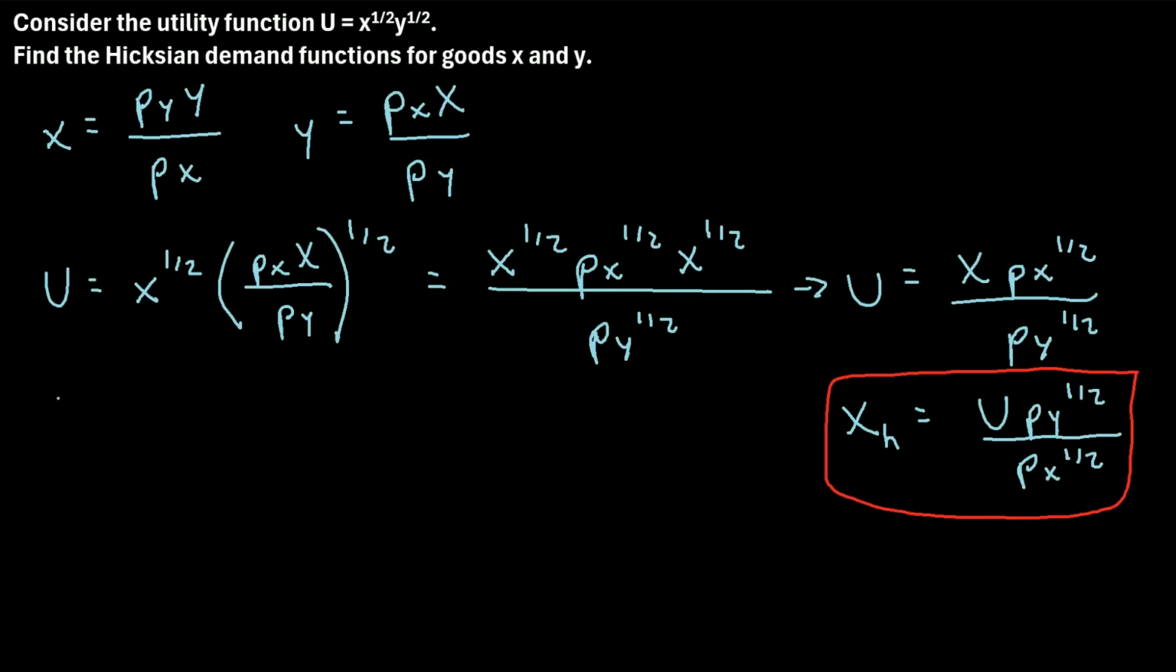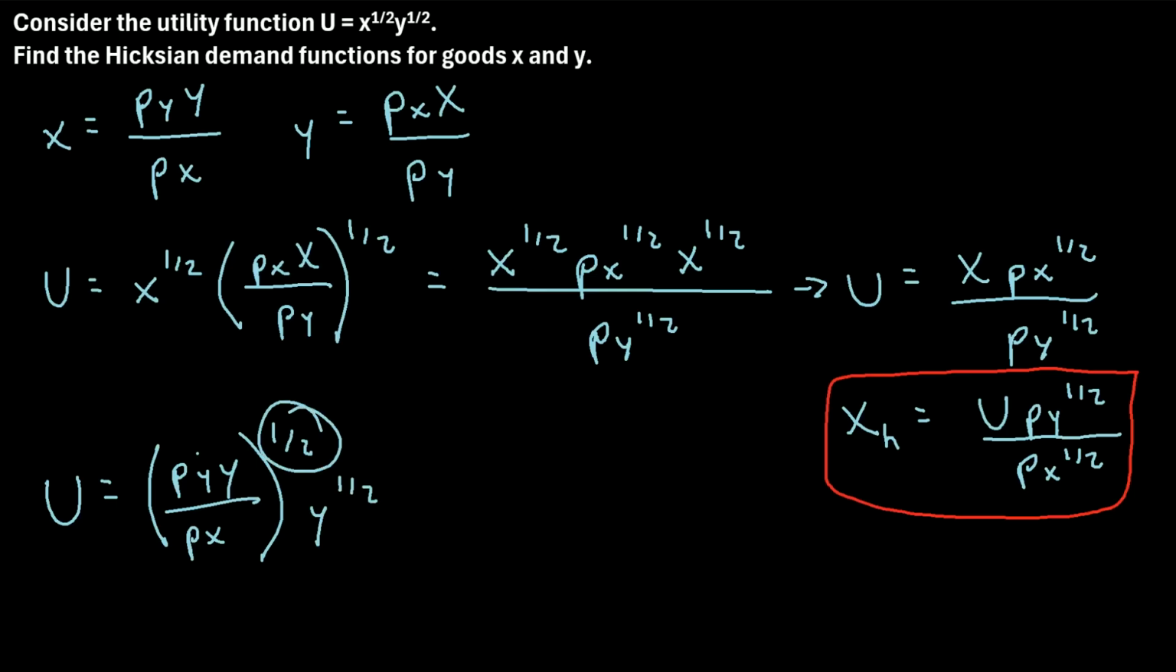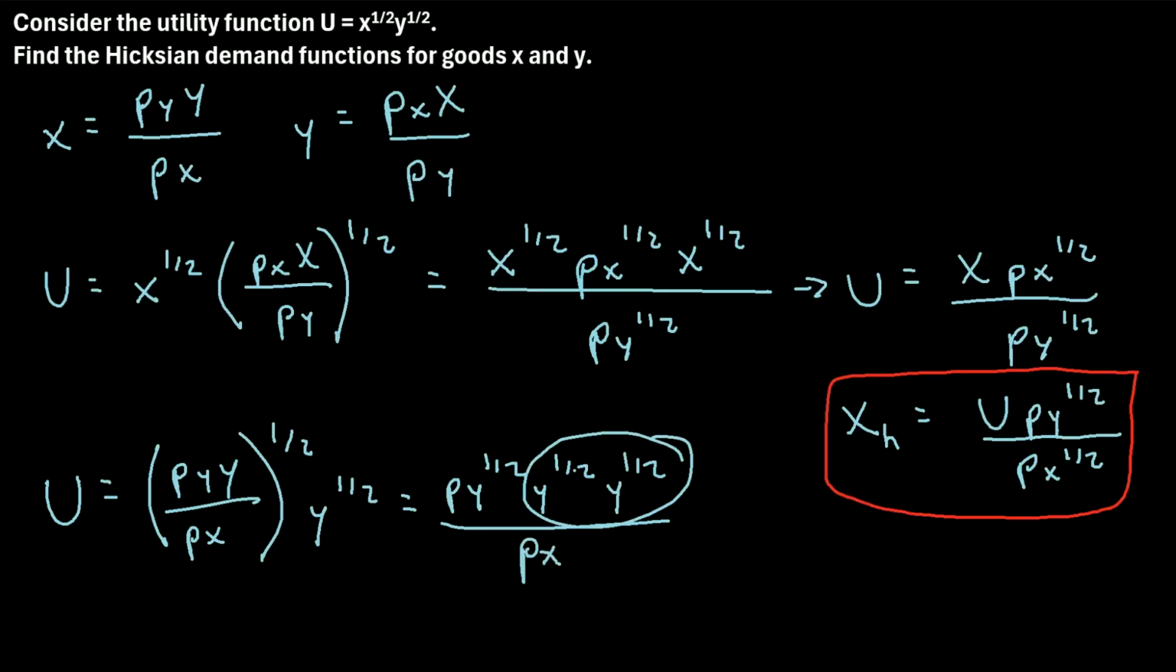Now we can find the Hicksian demand function for good y in the exact same way. So we'll say u is equal to, this time we're going to plug in this quantity for x into the utility function. So we get the price of y times y divided by the price of x, all to the 1/2, times y to the 1/2. When we distribute this 1/2 into all of these individual terms again, we're going to get price of y to the 1/2 times y to the 1/2, and we'll also multiply by this y to the 1/2 divided by the price of x to the 1/2. So again, these two will combine to make a y to the first power.